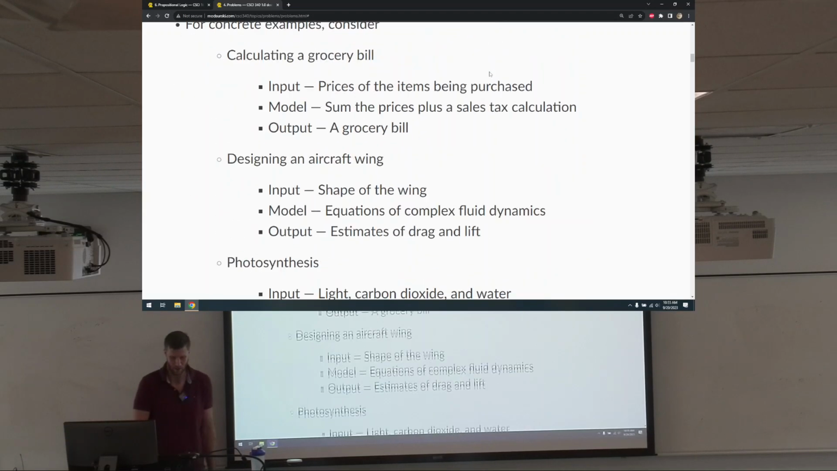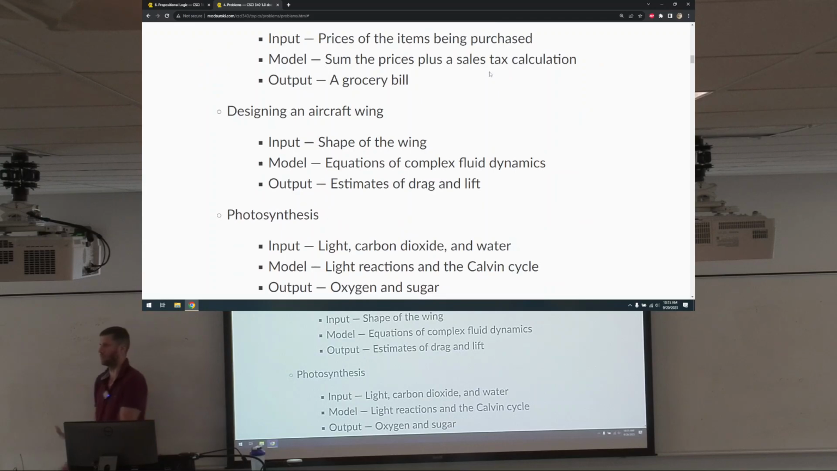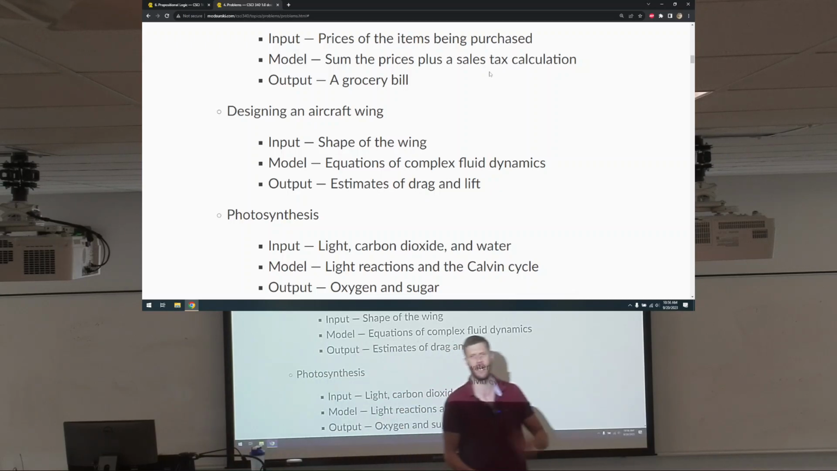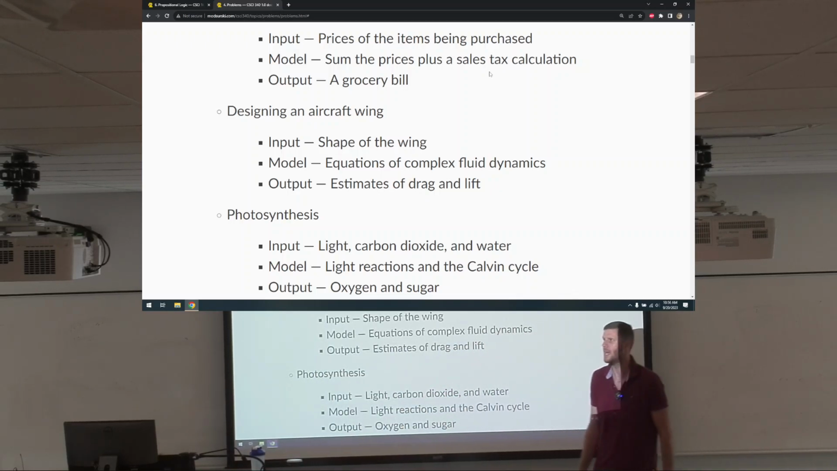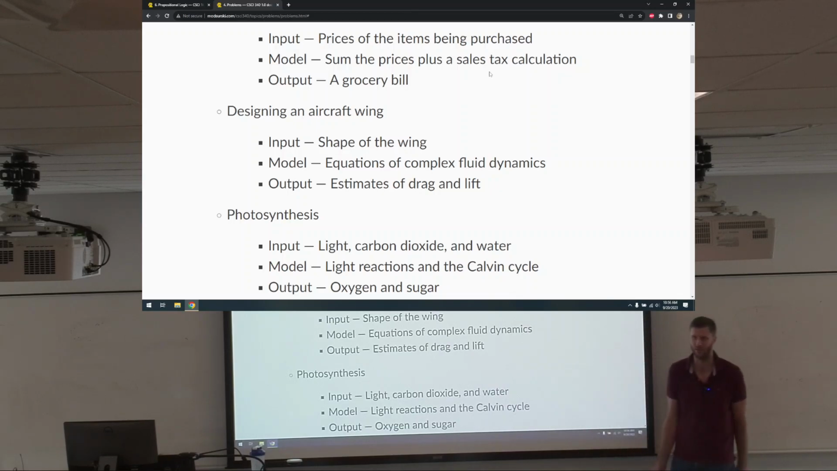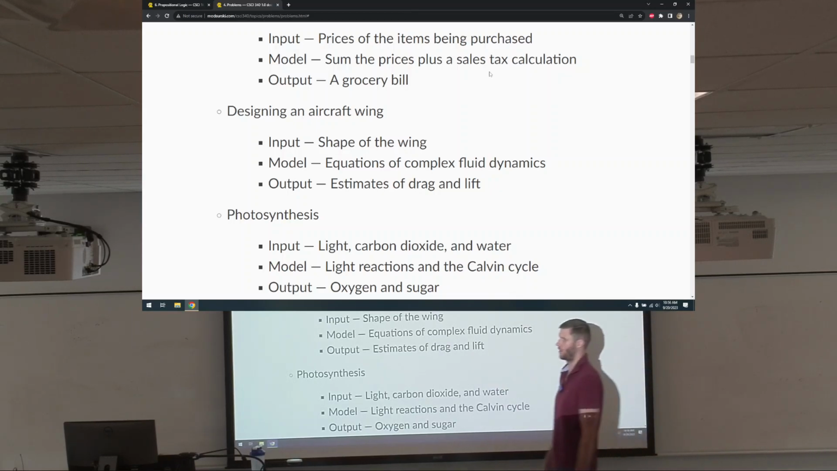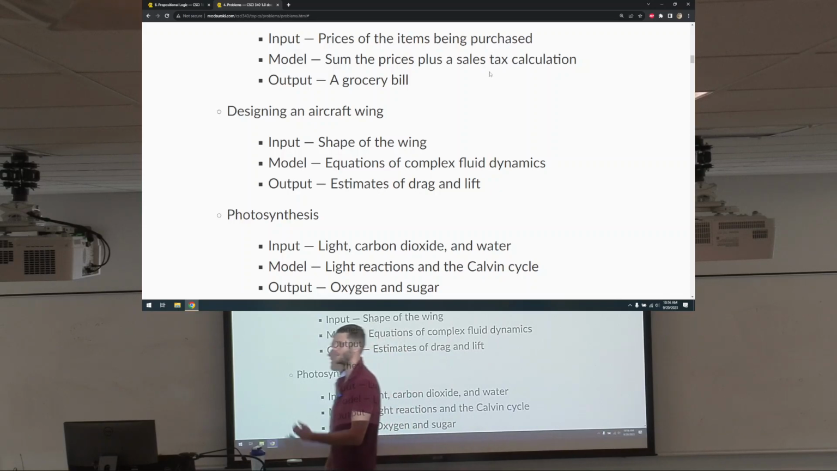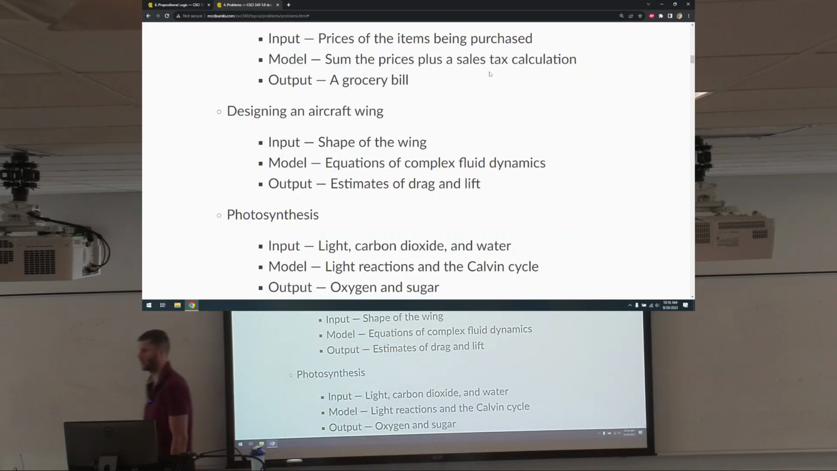Okay? Designing an aircraft wing. All right? The input is going to be the shape of the wing. Then we're going to perform some complex calculations on it, equations with fluid dynamics and whatnot on that wing shape, and the output is going to be estimates of drag and lift. If it's photosynthesis, right? Well, that system receives light, carbon dioxide, and water, and the system itself is a bunch of reactions, the Calvin cycle, and the output is oxygen and sugar.